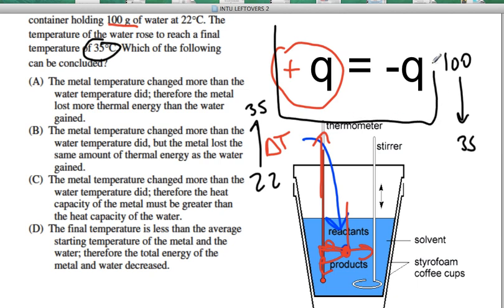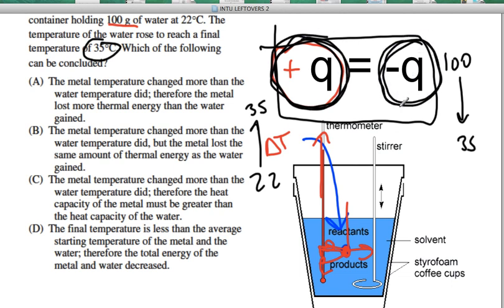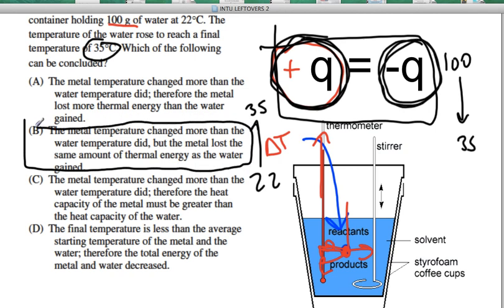The fundamental idea of calorimetry is that what happens to the water, in this case gains Q, heat, is the opposite of what happens to the reaction or whatever we do in the calorimeter. So that's why B is the correct answer. The metal changed more than the water did, but the metal lost the same amount of thermal energy as the water gained. That's the idea of the Q of the water being equal to the Q of the reaction that we do, and that's a fundamental idea of calorimetry.